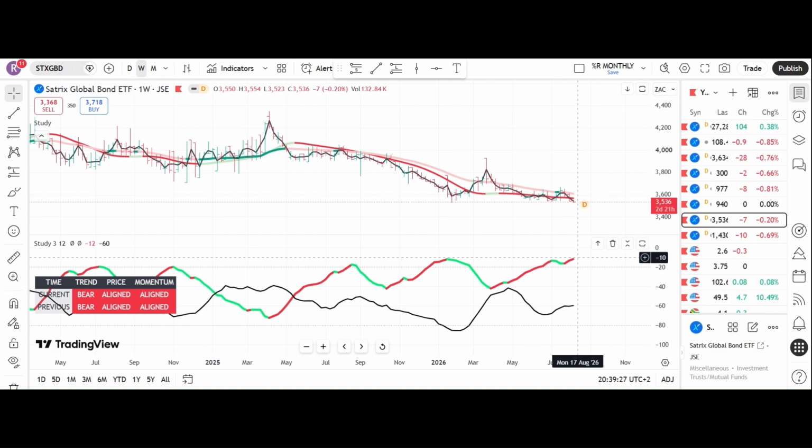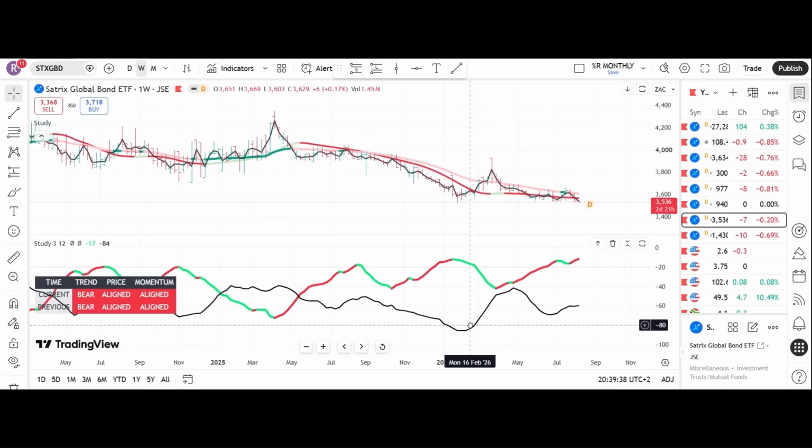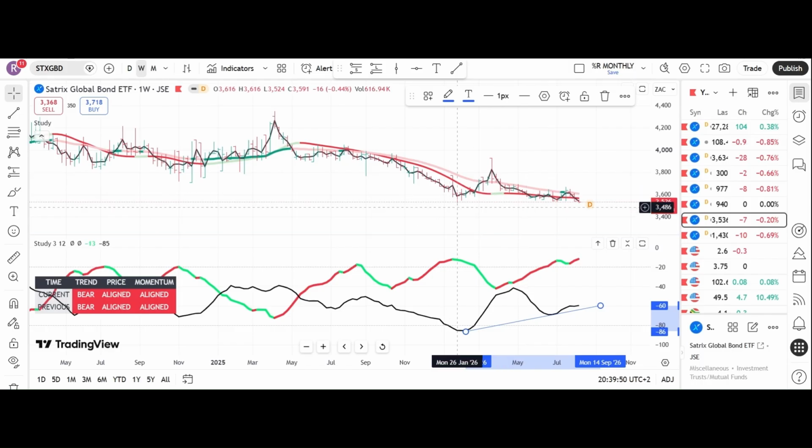Could we see maybe a change? Because we can see here, if I put in a trend line here, then we can see that there's a divergence of this trend line over the price. Price is going down, but this line is going up, which might make us think that bonds might turn around in the near future.